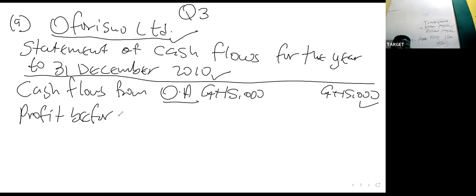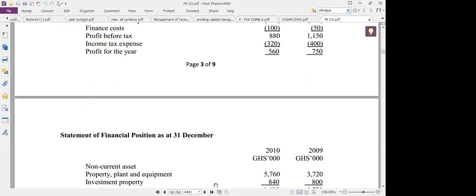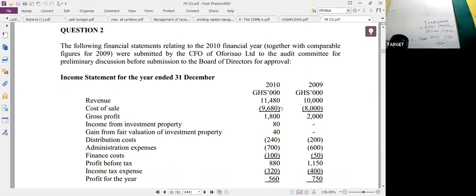Locate the profit before tax. What is the profit before tax in this question? We saw it, right? And we're so happy. So let's go. Here I'll be extremely fast because we scanned through the question already.